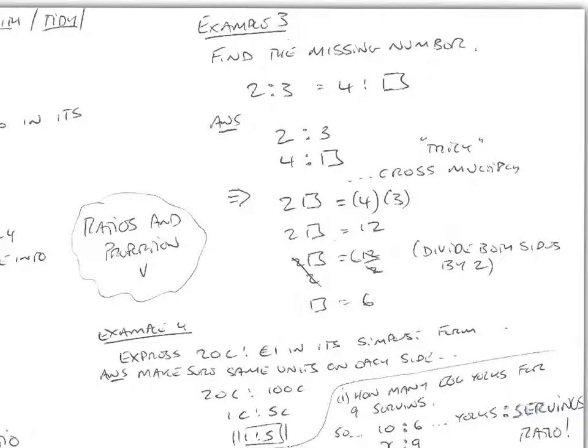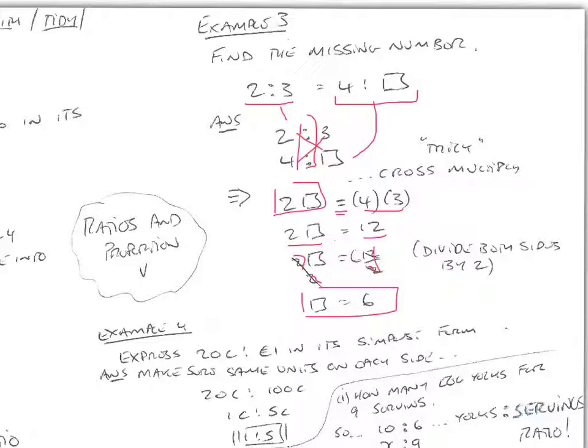Sometimes we're asked to find the missing number, so we're given a ratio 2 is to 3 is equal to, or the same as, 4 is to, find the missing number. Here's the quick way of doing these: write the first ratio and write the second ratio directly underneath it. Then you cross multiply, so 2 times the value you're looking for is equal to 4 times 3. 2 times the value is equal to 12, so divide both sides by 2, and the value you're looking for is 6. So 2 is to 3 is equal to 4 is to 6. They're the same ratio. This is the simplest form version of that one.